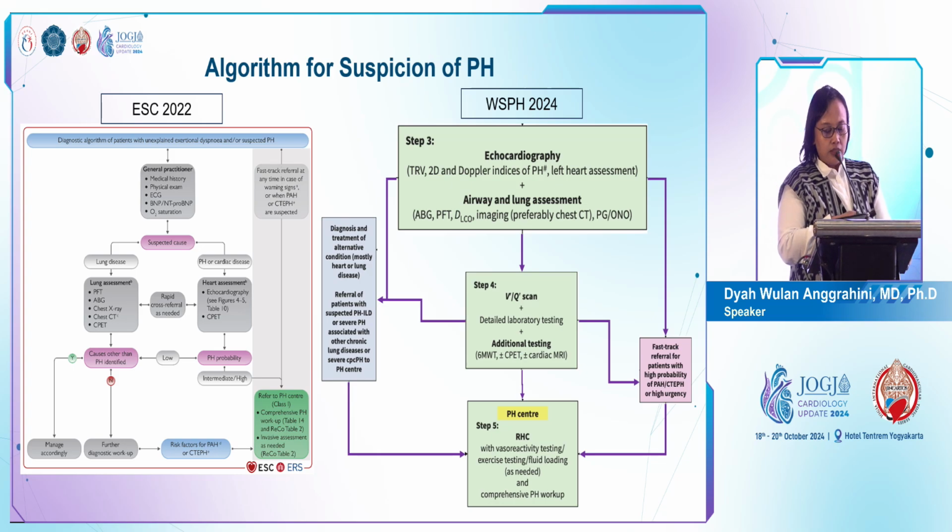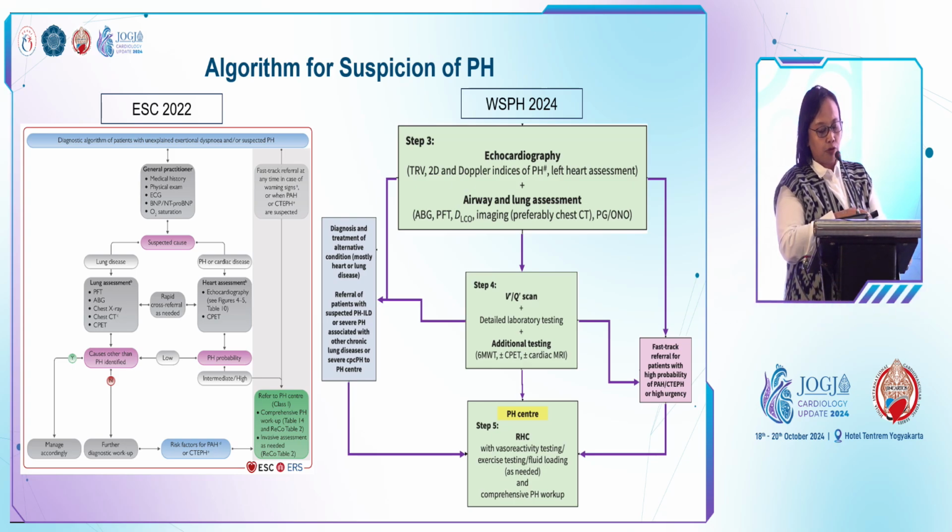So this is a comparison of the ESC 2022 and WSPH. Basically, it's almost the same: by step 3 echocardiography, we can already know the probability of signs of pulmonary hypertension, and we can decide whether the patient needs further right heart cath or not. If the patient has low probability of PH, then you don't need to worry; we just evaluate or monitor the patient. But if it's intermediate to high probability of PH, then we have to refer the patient.